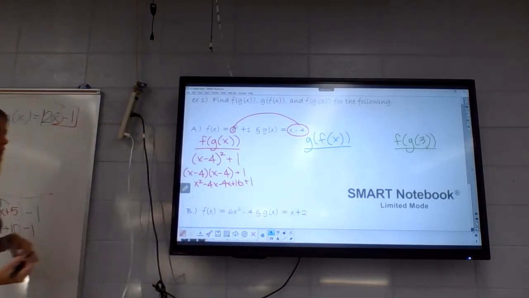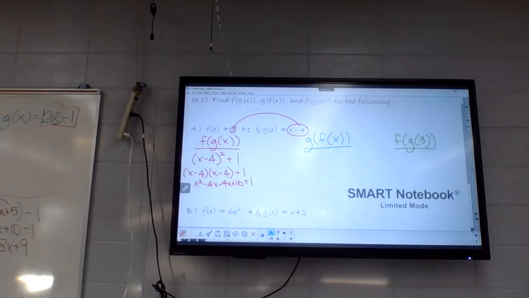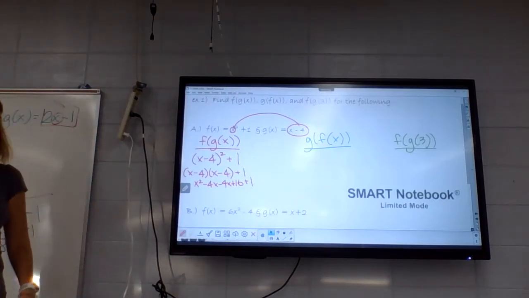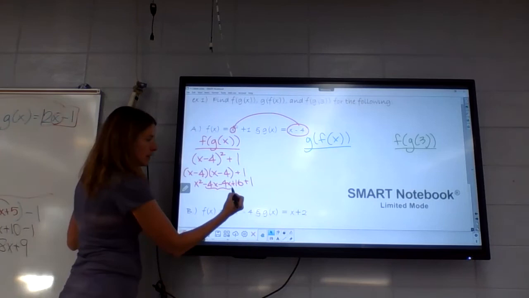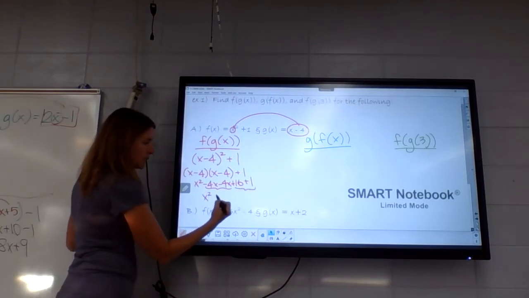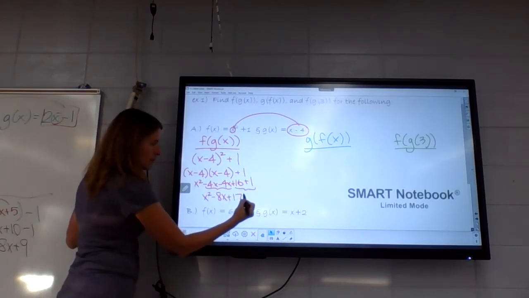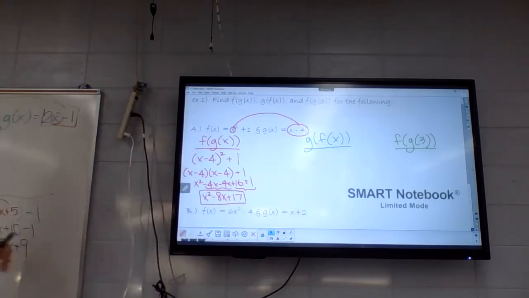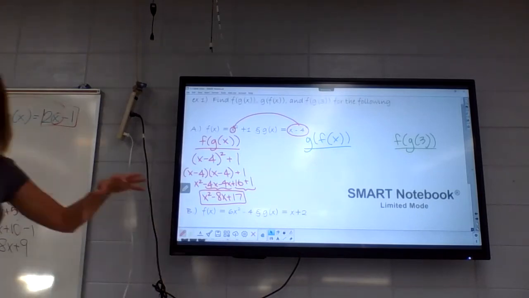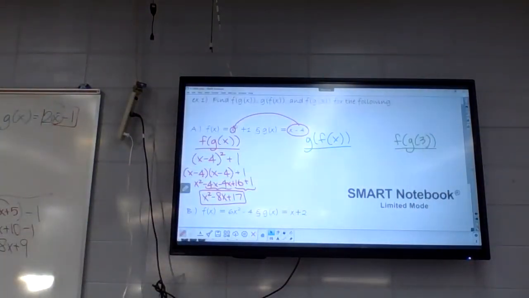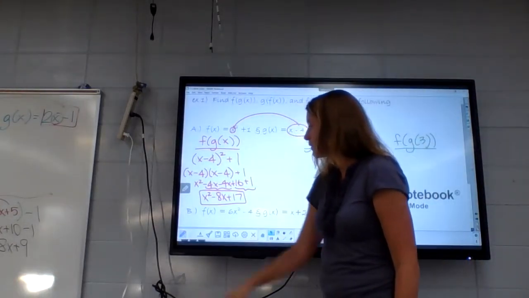I'm hoping that's something you don't get too freaked out over anymore. FOIL, there are all sorts of patterns that work there that hopefully you notice some of them. So I combined my like terms and I end up with just a quadratic, that simplified quadratic there. So again, a lot of algebra. Be okay? Let me know if you're stuck somewhere.